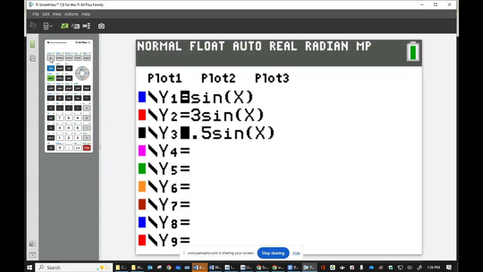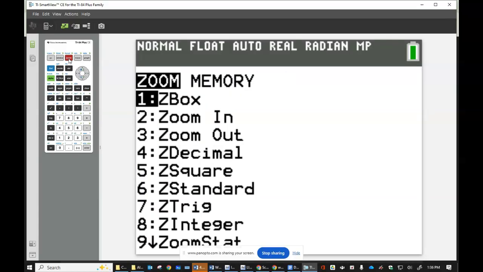I don't want you to put everything in there. I just want you to graph sine x, but don't do anything yet. Just graph sine x. Pop that into your calculator. Again, you should be in radian mode. Now, what I would like you to do is go to zoom, and zoom number 7 says zoom trig. So I want you to do zoom number 7.